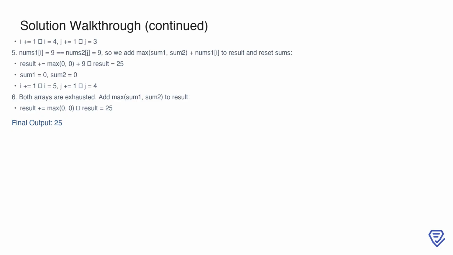With both arrays now exhausted, we add the maximum of the remaining sums, which is max(0, 0), to the result. This leaves the result unchanged at 25. The final output for this example is 25.